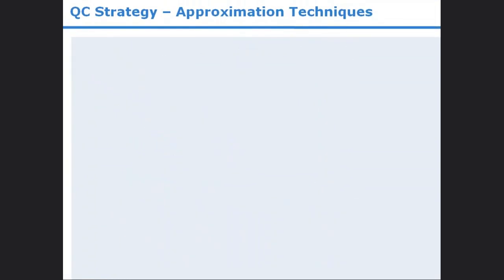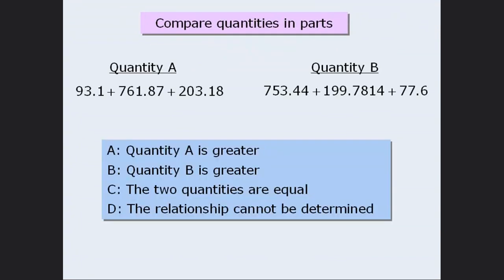Now, when it comes to using approximation to solve quantitative comparison questions, another useful strategy is to compare the quantities in parts. Here's an example of how this strategy works. As you can imagine, we do not want to add all of these values together. Now, we could try using approximation here and see if that works. However, we can solve this question even faster by comparing the two quantities in parts.